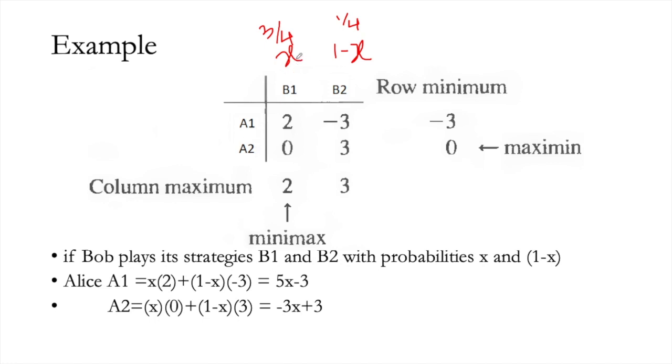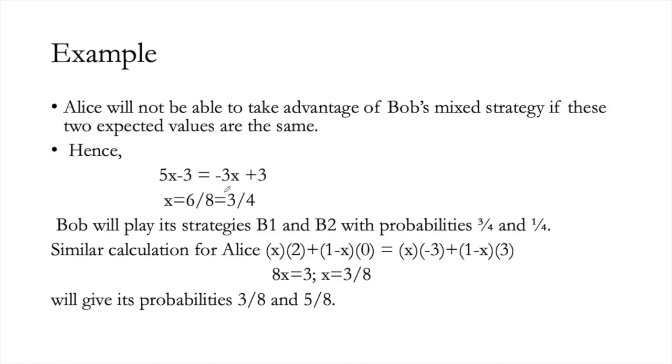So say Alice finds that if I apply strategy A1, whatever strategy Bob has applied, I get some k, and if I apply strategy A2, I get some k prime. If these two are equal, then what will Alice think? Alice cannot take any extra advantage. So that's what we did here in this line.